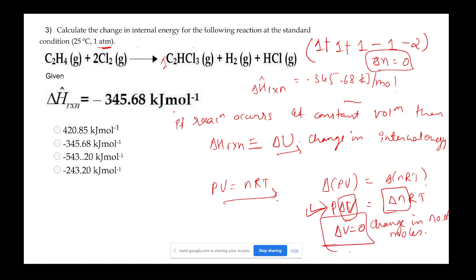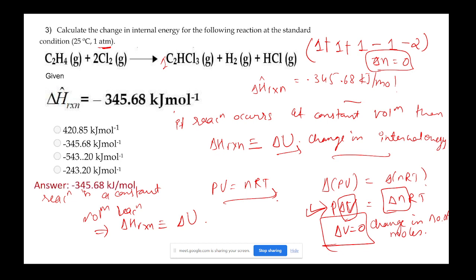For this reaction, when change in volume is 0, the reaction is a constant volume reaction, so delta H reaction is nothing but delta U, or change in internal energy. So here the change in internal energy is nothing but the heat of reaction, which is minus 345.68 kilojoule per mole. Now moving forward to the next question.